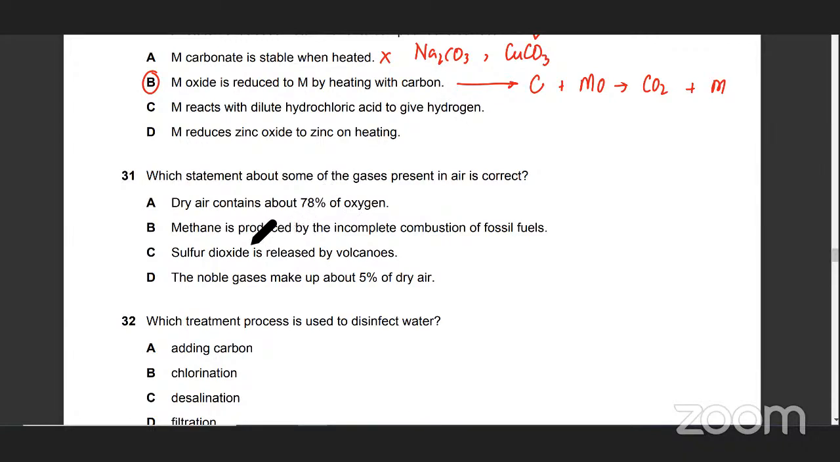Nitrogen. As methane is produced by the incomplete combustion of fossil fuels. That's also wrong because carbon monoxide is produced, which causes choking. Sulfur dioxide is released by volcanoes. That is true. In volcanic activity, sulfur dioxide is produced. Noble gases make up 1%, just 1%. ठीक है, not more than that. तो ये भी गलत है.